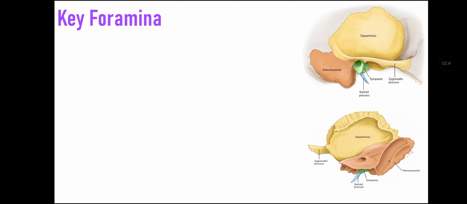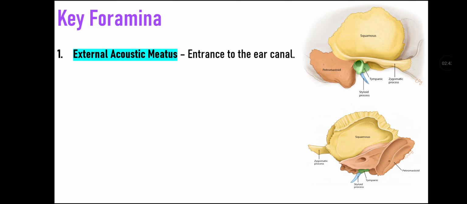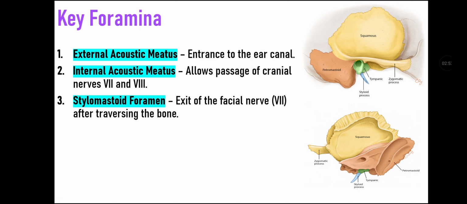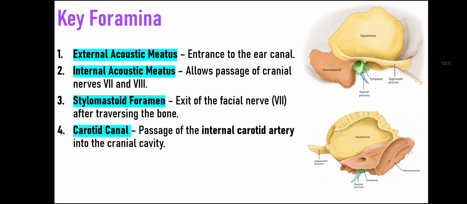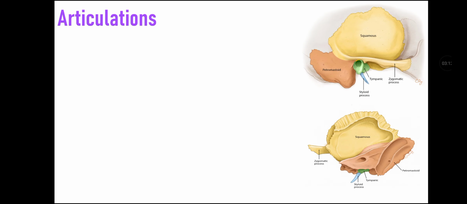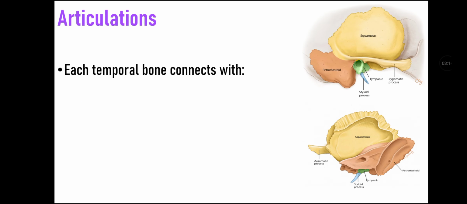Now let's talk about key foramina of temporal bone. It has external acoustic meatus that is entrance to the ear canal. It has internal acoustic meatus that allows passage of cranial nerve number 7 and 8. It has stylomastoid foramen that is the exit of the facial nerve after traversing the bone. It has carotid canal that is a passageway for the internal carotid artery into the cranial cavity. It has jugular foramen that is shared with the occipital bone, transmits internal jugular vein and cranial nerve number 9, 10 and 11.